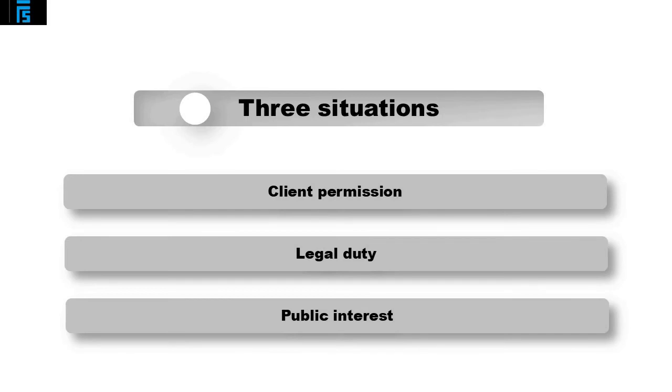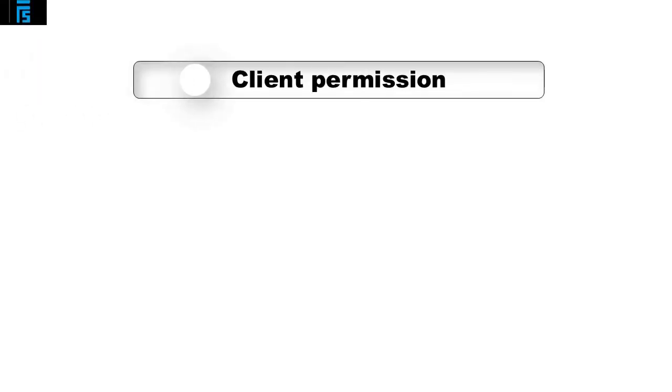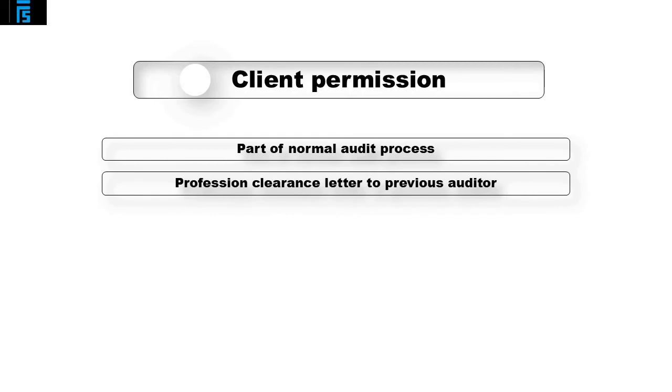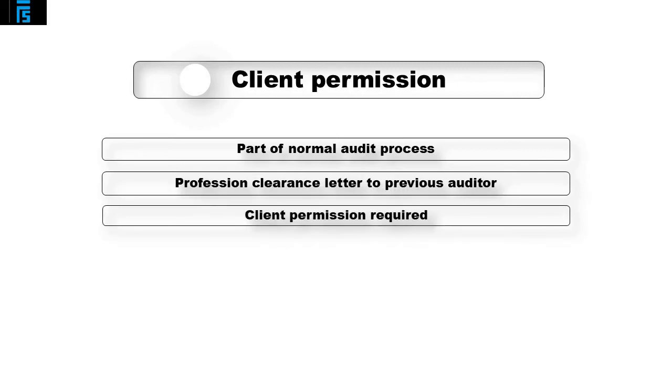The client may give the auditors permission to disclose information about them to a third party. This may be part of the normal process of an audit. For example, when first accepting an audit assignment, a professional clearance letter is sent to the previous auditors. This asks for any professional reasons why the auditors should not accept the assignment. The client permission must be obtained before writing to the old auditors and responding back to the potential new auditors.